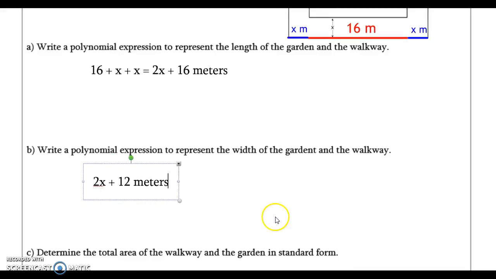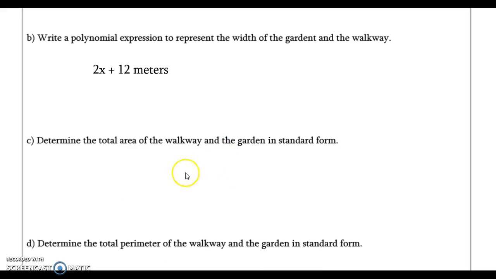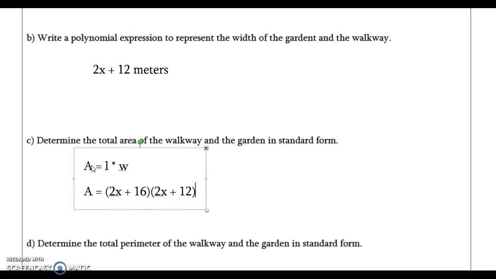Meters. In order to determine the total area of the walkway and the garden in standard form, we know that area is just equal to length times width. So we'll write it like this. Area is equal to the length, which is 2X plus 16, times the width, which is 2X plus 12. And I'll show you the distribution now.